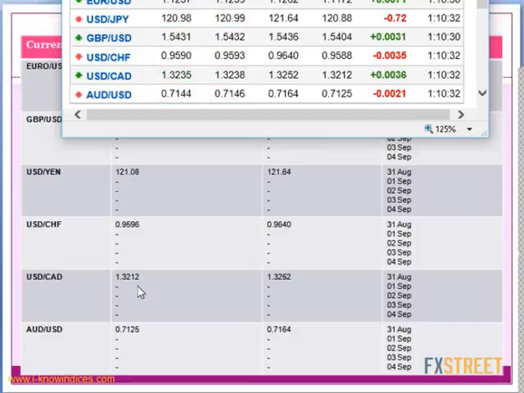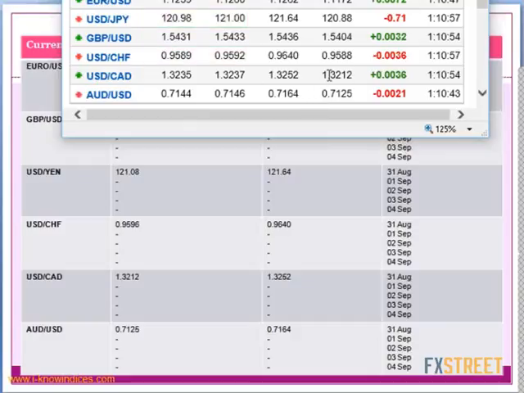And USD CAD. 1.3212 is the low, 1.3252 is the high. They have not breached the low or the high, but slowly they are expected to consolidate and make a downward move quickly to the 1.30 area, and then rise to 1.34 during this particular week. And Australian dollar.